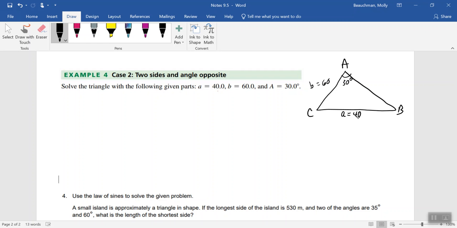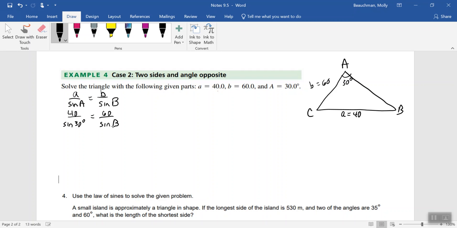Okay, we can't use the Pythagorean theorem because remember that this is not a right triangle. So I don't have angle B or C. I have little side a and little side b, and angle A. So the first thing I can find is angle B. I'm going to write a over the sine A is equal to little side b over the sine of angle B. So little side a is 40 over the sine 30 is equal to b, which is 60, over the sine of angle B.